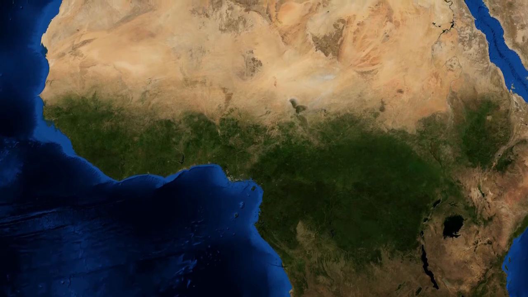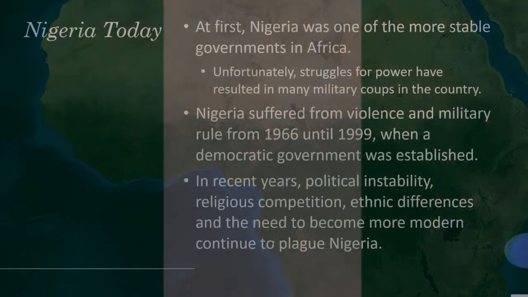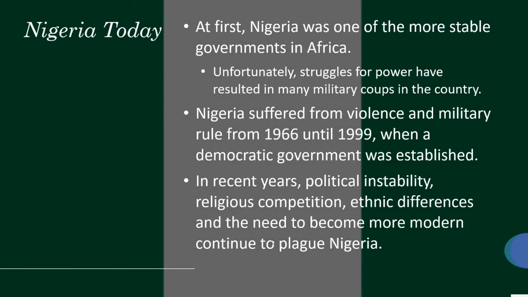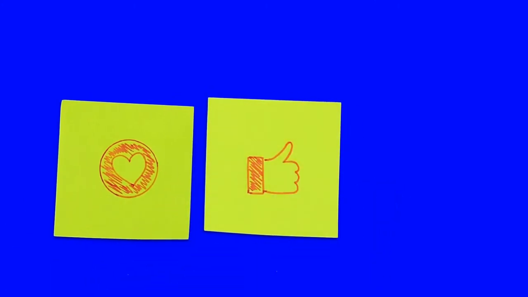Unfortunately, struggles for power have resulted in many military coups over the time period of their nationhood since the 1960s. Nigeria suffered from violence and military rule from 1966 until 1999, when a democratic government was finally established. In recent years, political instability, religious competition, ethnic differences, and the need to become more modern continue to plague Nigeria in terms of looking at a nation from back when they became a colony up into the present. So that was our discussion on nations that had a larger settler population and looking at them now through the guise of their independence movement and coming more to the present.